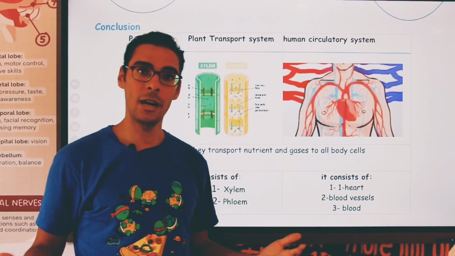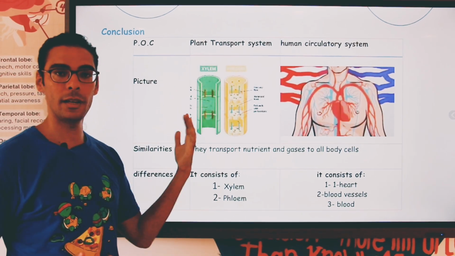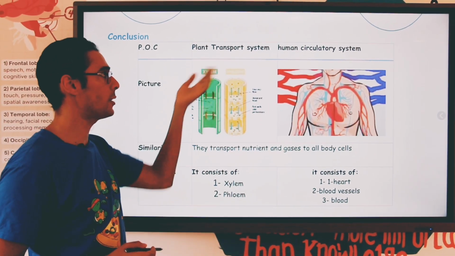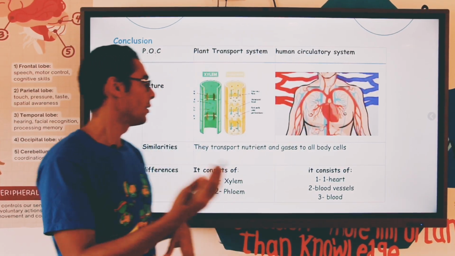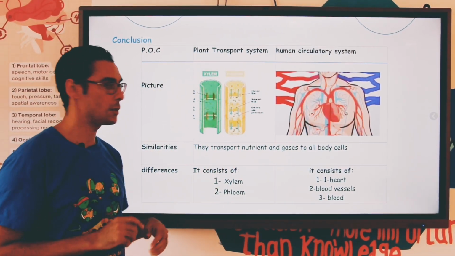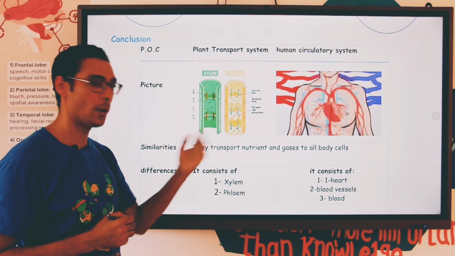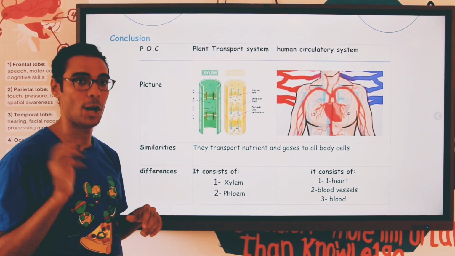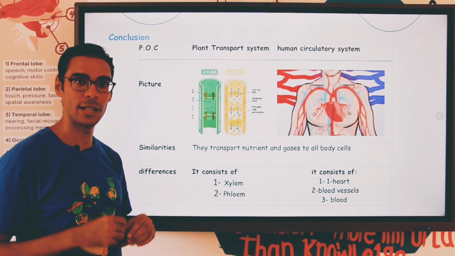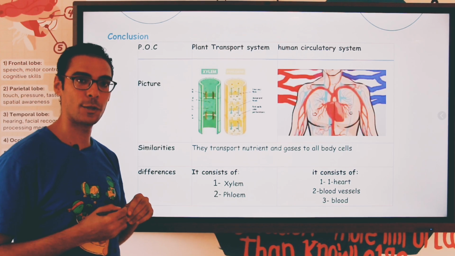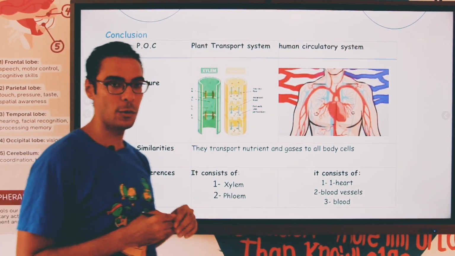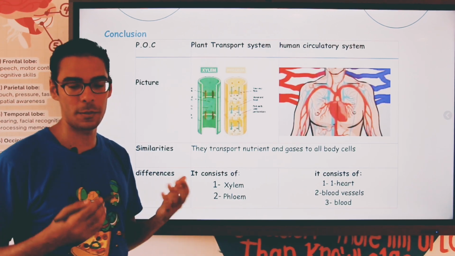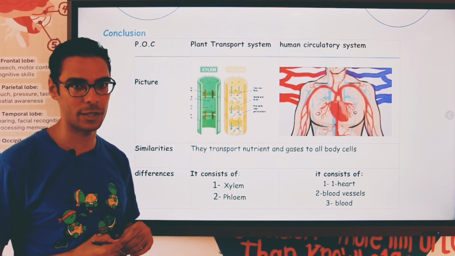The conclusion of our lesson is represented here by a comparison between the transport system, which is found in plants, and the human circulatory system. The first one has two main tubes, xylem and phloem. Xylem for water, phloem for food. The xylem is for water, and the water moves upward. The phloem has two main directions to distribute the food, upward and downward.